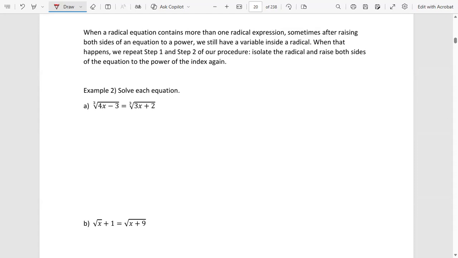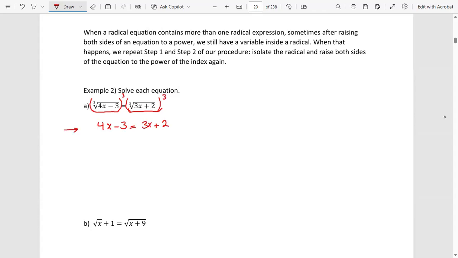Right now, in this equation, both of the radicals are isolated. You don't see any other number next to the radicals on each side. Then, step 2, we raise both sides to the power, which is the same as the index. The index is 3, so we raise both sides to the power of 3. Power and radical cancel each other, so we just have 4x minus 3 on the left and 3x plus 2 on the right. Okay, now we just have to solve this equation.